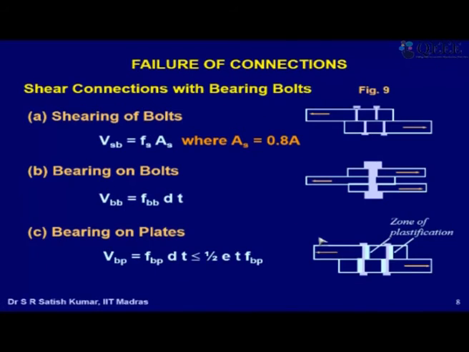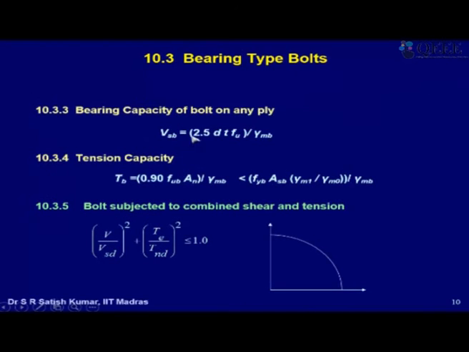So when that happens, we calculate the shear capacity as the shear and the bearing capacity smaller of the two, VSD. That's called the design shear capacity of the bolt. And we calculate the tension capacity, design tension capacity with this equation. We put these two in the denominator, and the actual shear and tension which are coming on the bolt, they are in the numerator, V and TE. So this square plus this square will be less than 1.